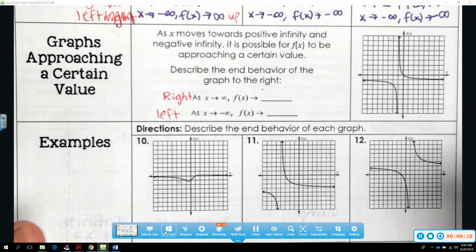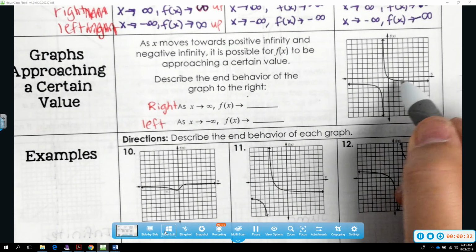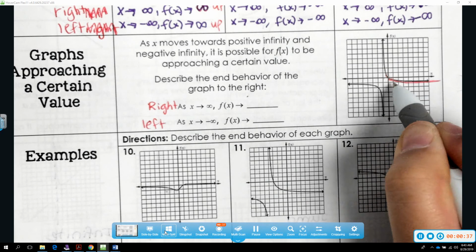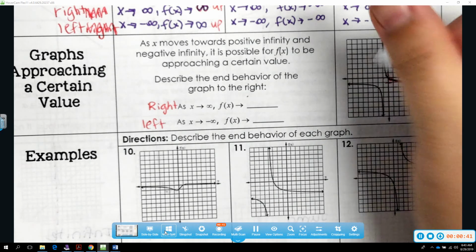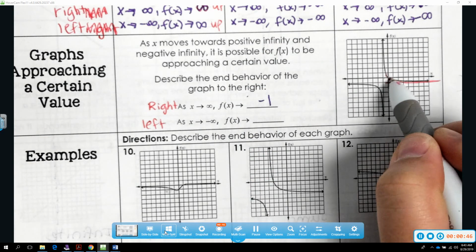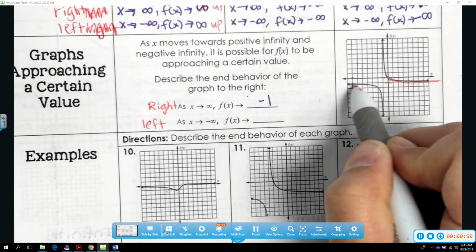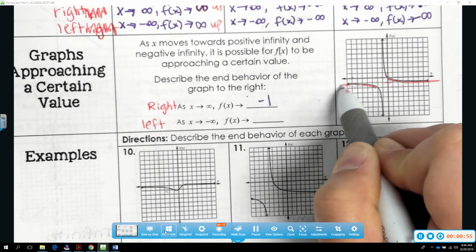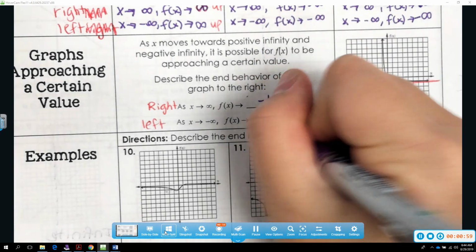Okay, so I'm going to start here, and I'm going to trace when x goes right. So when x goes right, it approaches right here. That is at -1. All right, when x goes left, I'm going to trace the left-hand side. As x goes left, it's not going up or down, it's going to a number this time. Now it's going to right here at -1. Let's look at some examples.